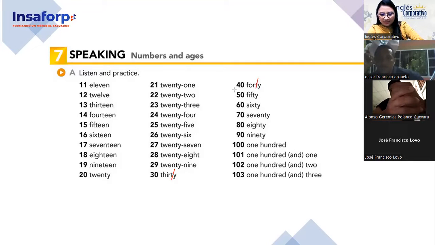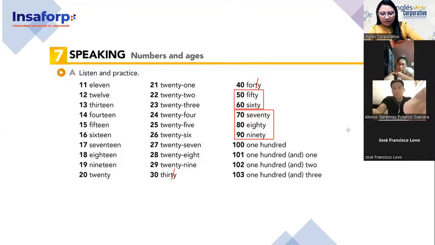50. 60. Yo voy a agrupar estos números. 60, 70, 80, 90. ¿Qué tienen en común? T sound at the end. The T sound at the end. Vaya, miren, del 50 al 90 tenemos ese grupo que terminan con la misma pronunciación. O 100. Podemos hacer una excepción también. Y este pronunciarlo como 90. Como con R al final.